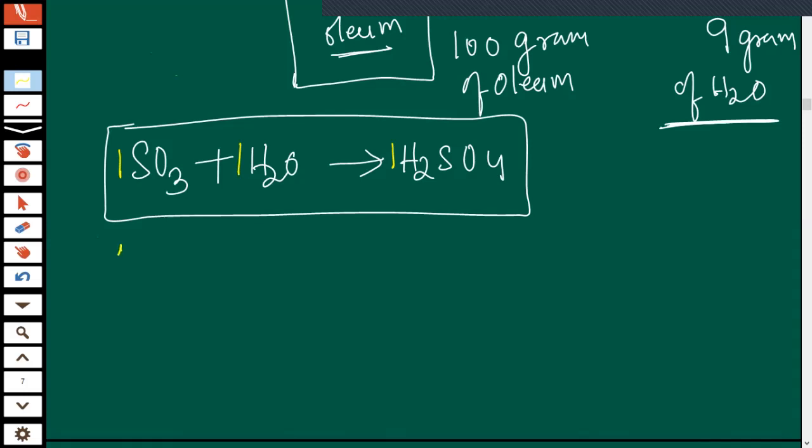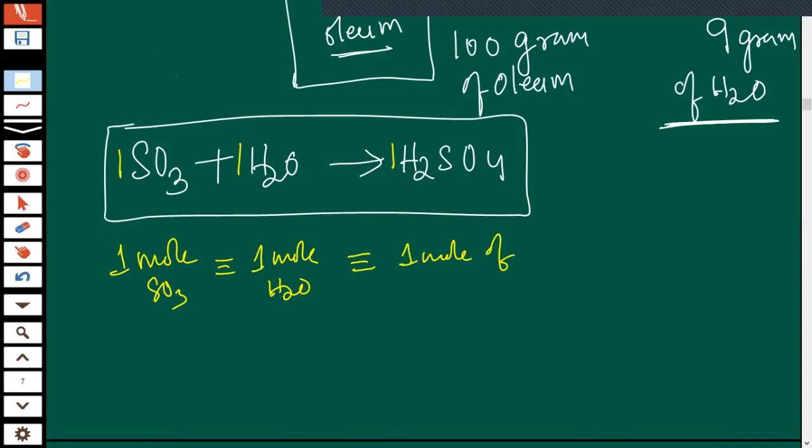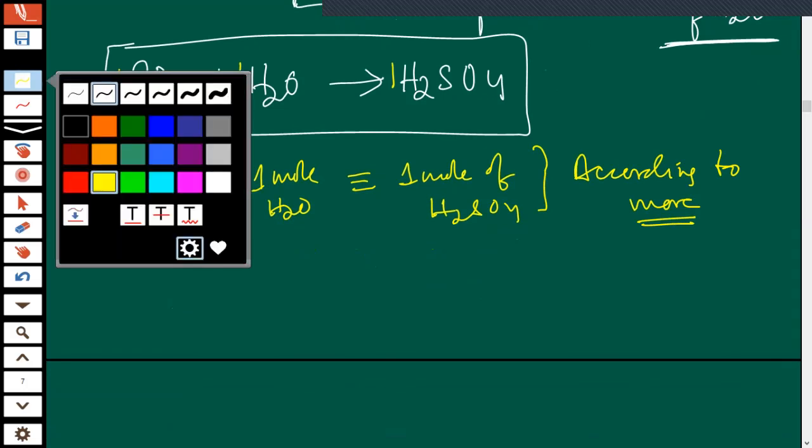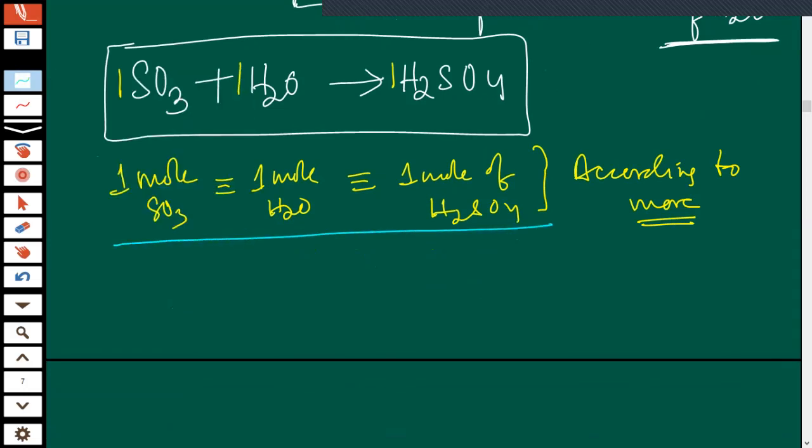Now we can say that 1 mole of SO3 reacts with 1 mole of H2O to give 1 mole of H2SO4. This is according to mole. Can you give information on the basis of mass?